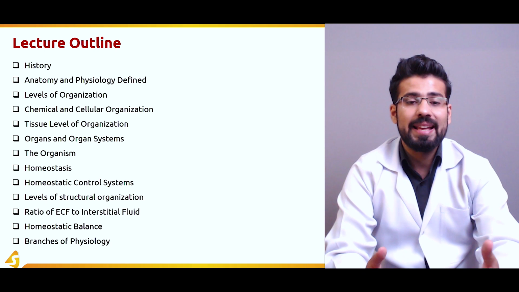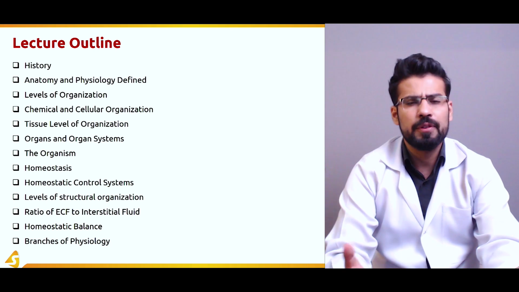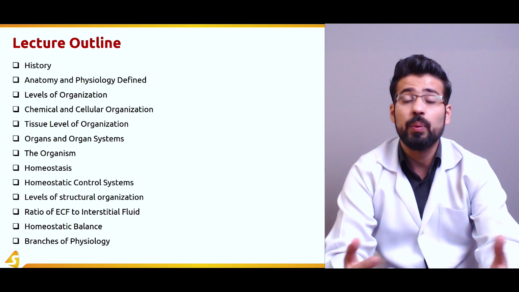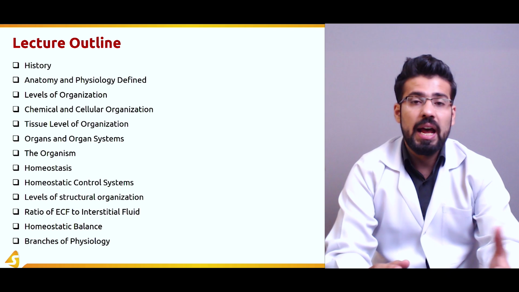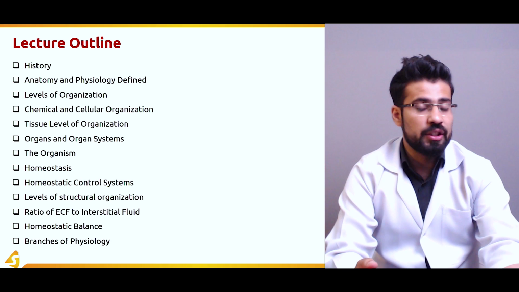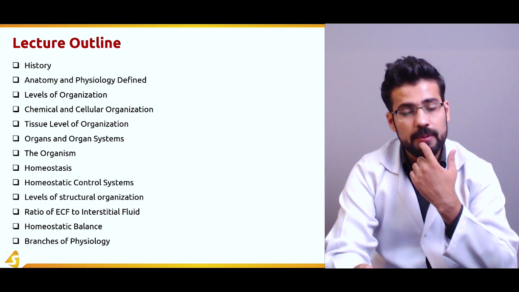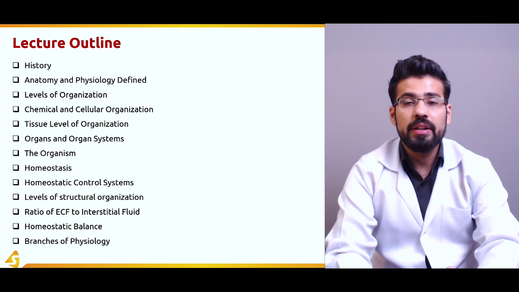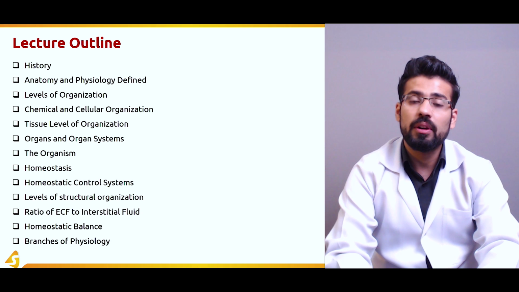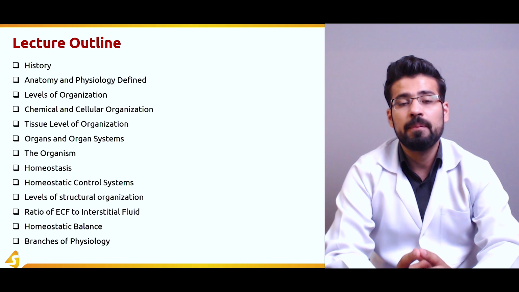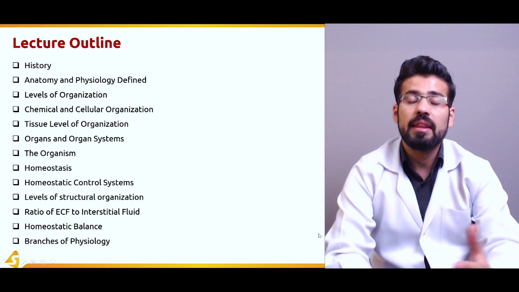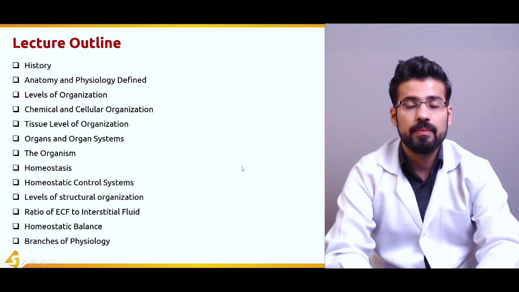This will be followed by the discussion of the anatomy and the physiology and the different levels of cellular organization, and we'll discuss the chemical and cellular organization from the cell to the tissue to the organs or the organ systems to the body. We are going to discuss the organs and the organ systems. This would be followed by the discussion of organisms, and we will discuss in detail the process of homeostasis and the homeostasis control systems.